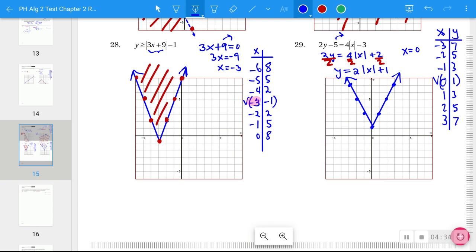Okay, that takes us through problems 28 and 29. And we'll pick up on problem 30 in the next video.